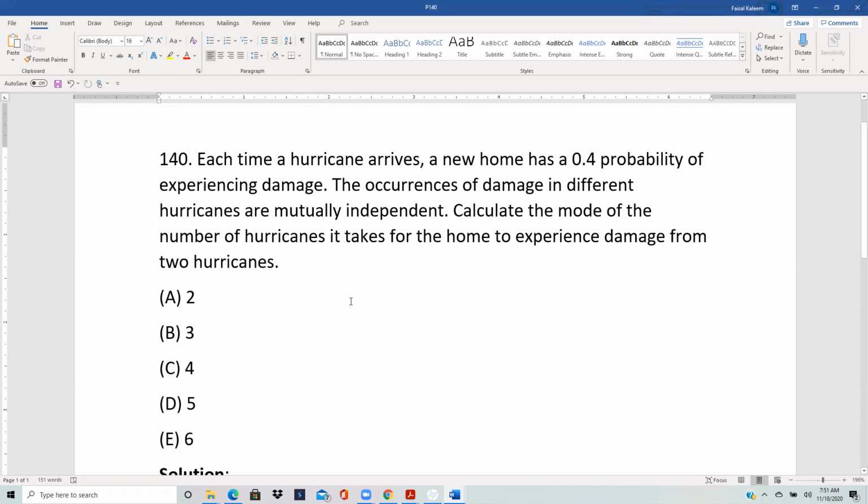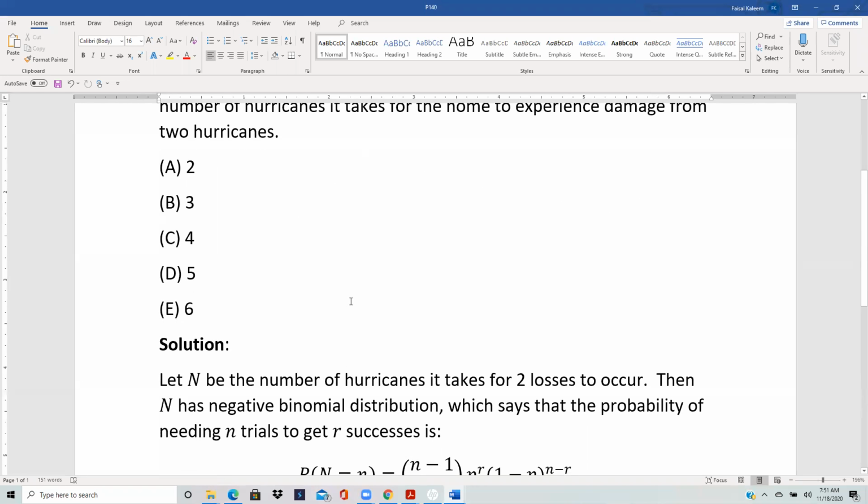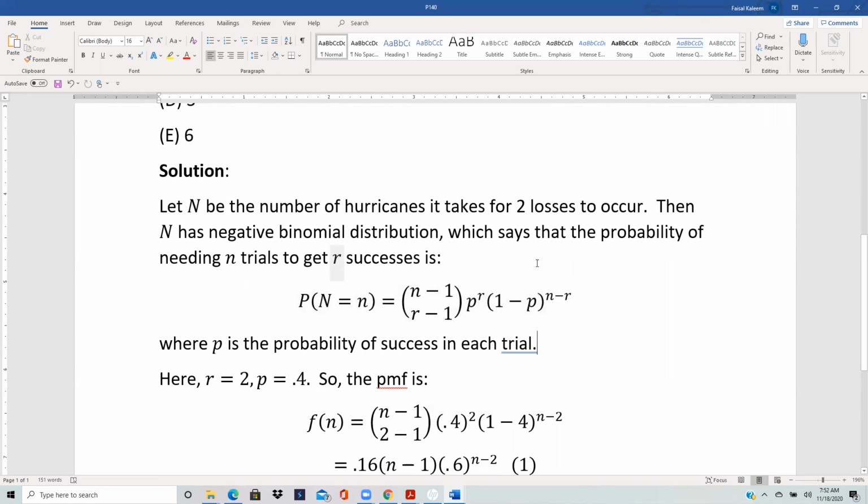Therefore, if we let n be the number of hurricanes it takes for 2 losses to occur, then n has negative binomial distribution, which says that the probability of needing n trials to get r successes will be given by this formula, where little p is the probability of success in each trial. So in this case, r is 2 because we are looking at 2 losses. We're trying to find the number of hurricanes for 2 losses.